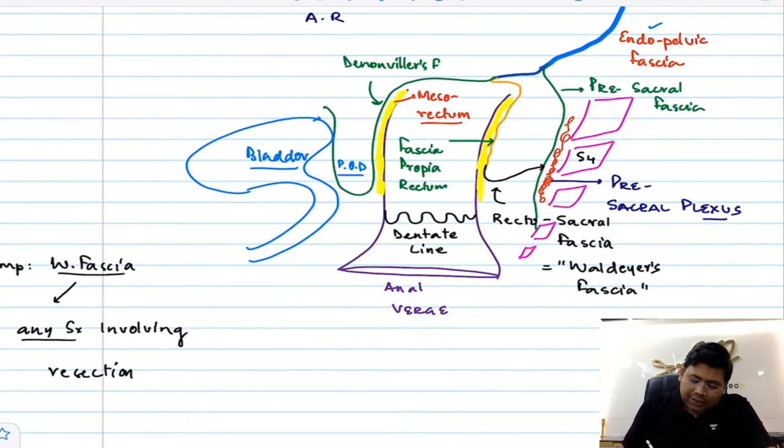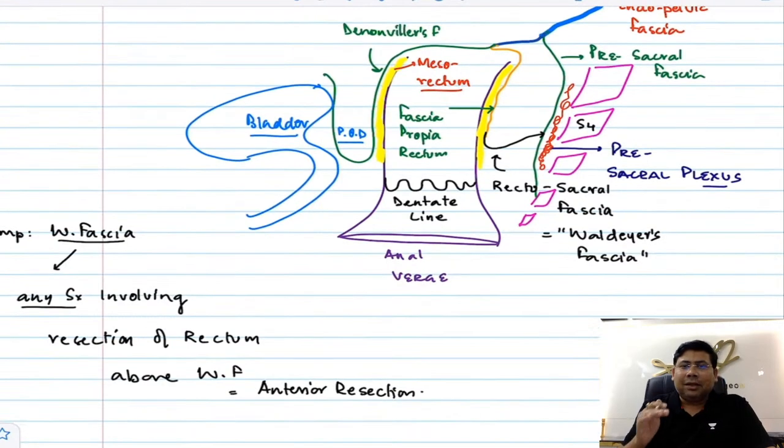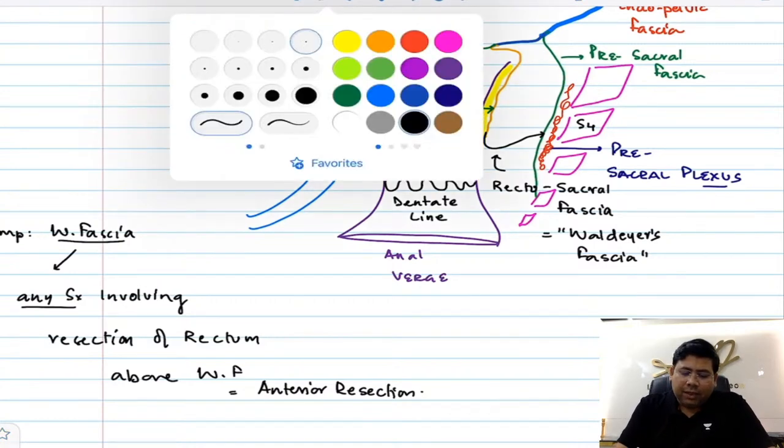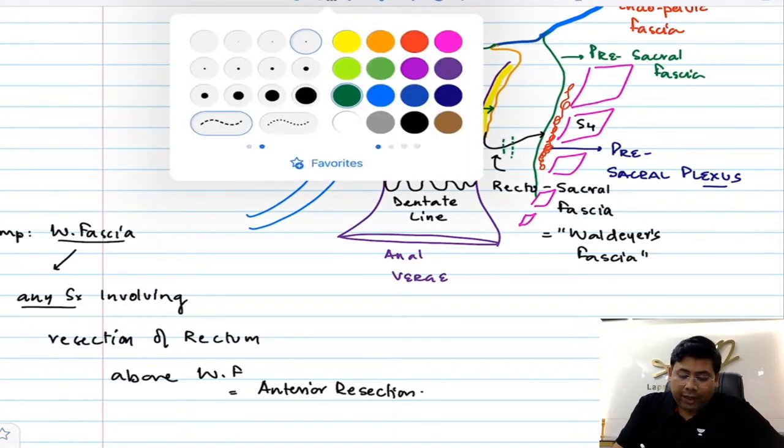So let me tell you. Any surgery involving resection of rectum above Waldeyer's fascia, this is what is known as anterior resection. Now, what is the significance of this anterior resection? Yes, this is done above the level of the rectosacral fascia or the Waldeyer's fascia. Now, if you cut this Waldeyer's fascia, you will go into the deep rectal space. And here, you have to divide this Denonvilliers' fascia. So, if you are dividing the rectum below the Waldeyer's fascia, what is it known as? This is known as low anterior resection.